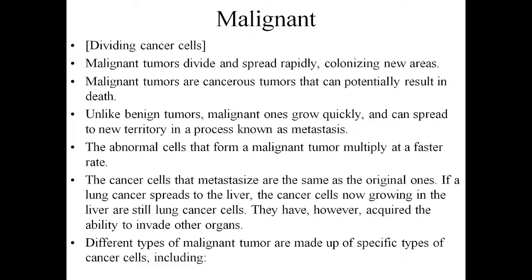Unlike benign tumors, malignant ones grow quickly and can spread to new territories in a process known as metastasis. The abnormal cells that form malignant tumors multiply at a faster rate. Cancer cells that metastasize are the same as the original ones.